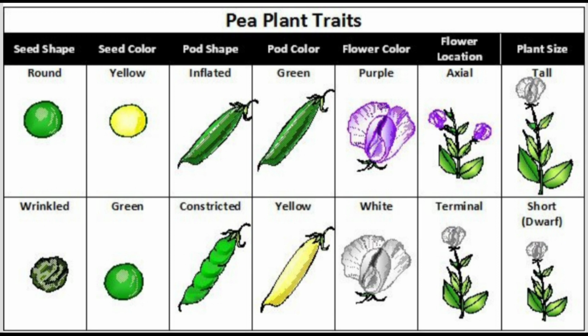Now these are some dominant and recessive characters of the pea plant traits. Seed shape, round and wrinkled. Round is dominant and wrinkled is recessive. Seed color, yellow and green. Pod shape, inflated and constricted. Pod color, green and yellow. Flower color, purple and white. Flower location, axial and terminal. Plant size, tall and dwarf.